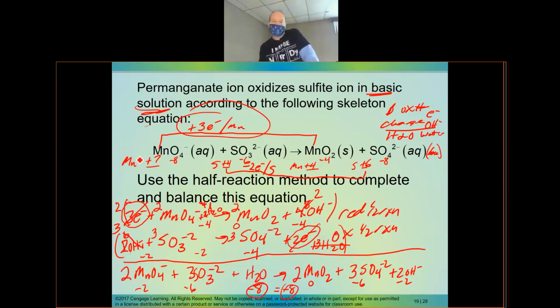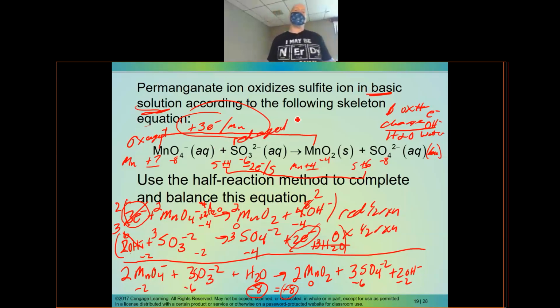All right, we see that the MnO4 minus, that was part of our reduction half reaction. So again, this is your oxidizing agent. And your SO3 minus 2 is your oxidation half reaction. So this is your reducing agent.